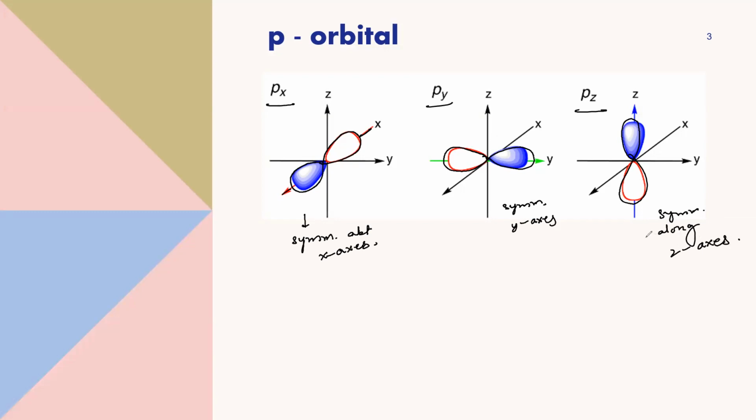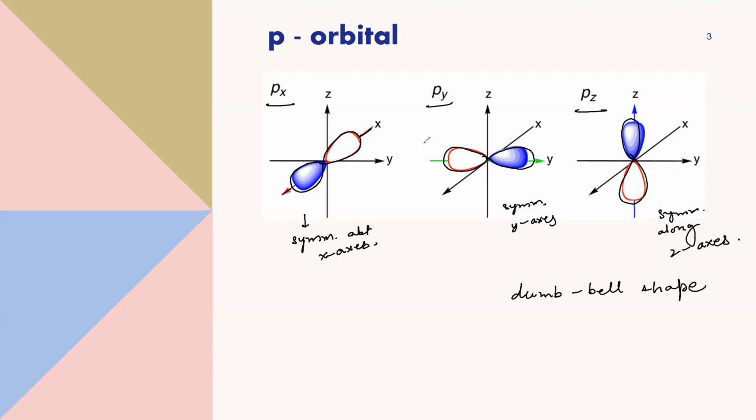Just remember what are orbitals? Basically, finding the probability of electron is maximum. So along the x-axis, this is the region where you can find the electron. So what is this shape known as? This shape is known as dumbbell shape. So in this region, you can find the electron. The probability is maximum. Okay.